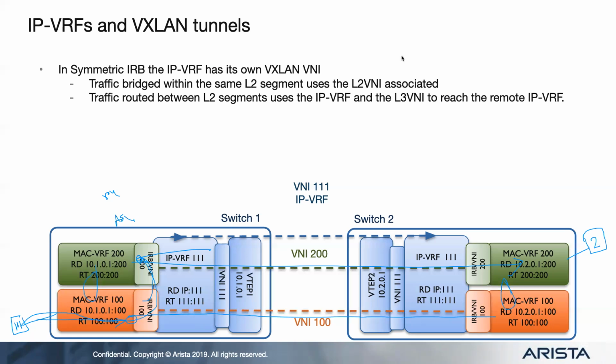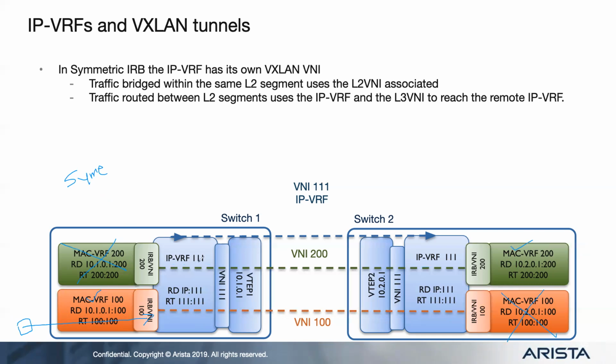But the third case, right? Let's say we don't have this SVI here and we don't have this SVI here. We have only one SVI here and one SVI 200 here. Then this is the symmetric case, right? Symmetric. So now how will traffic be forwarded? H1 will send the packet to the gateway, right?